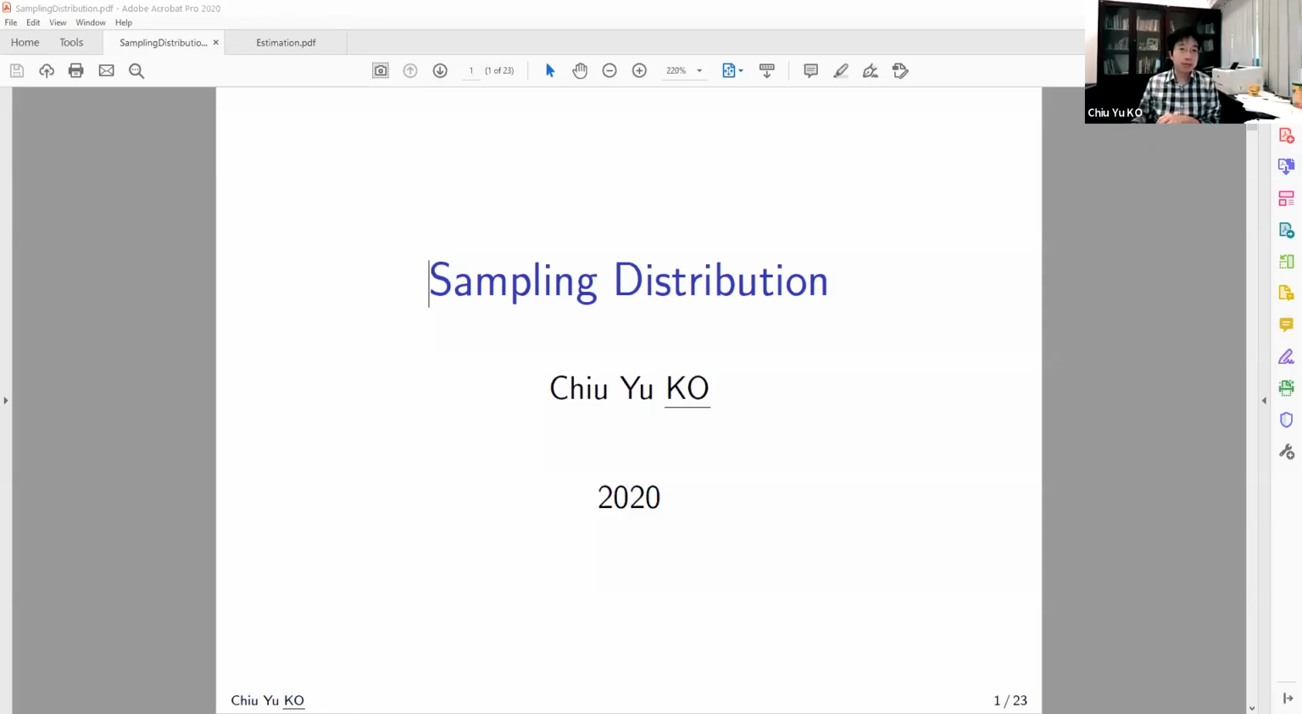So let us very quickly review the sampling distribution, and then we will start with estimation. Just to remind you that the new assignment 2 has been uploaded. The deadline is by the end of this month. Okay, so very quickly, we are now reviewing the sampling distribution, and this is the thing we need for today's estimation.